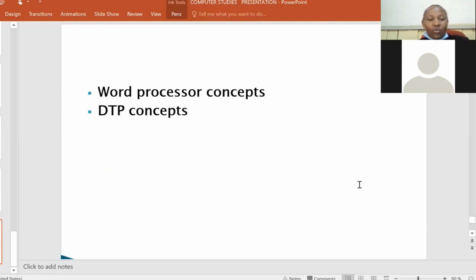And then finally, questions from word processor concepts, all the way from definition of a word processor to inserting graphics and issues to do with printing. Then DTP concepts are also going to be tested, and then the daily experiences and the emerging issues.